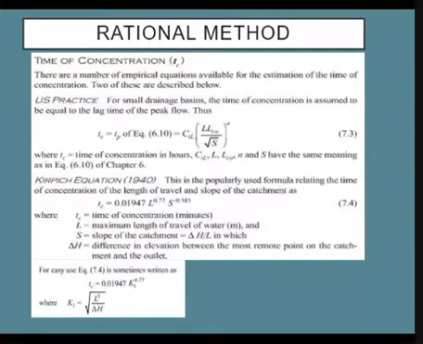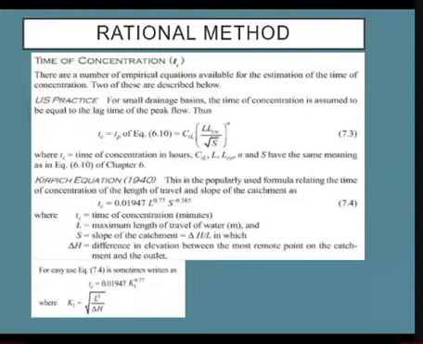Kirpich's equation, 1940. This is the popularly used formula relating the time of concentration to the length of travel and slope of the catchment as Tc equals 0.01947 L raised to 0.77, S raised to negative 0.385, where Tc equals time of concentration in minutes.